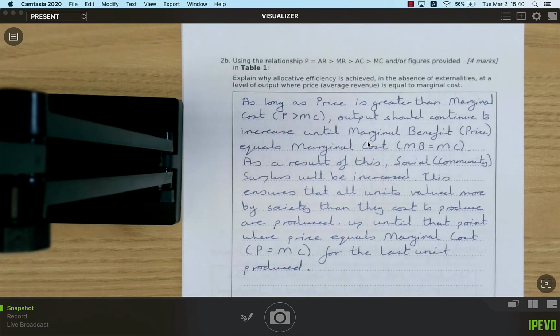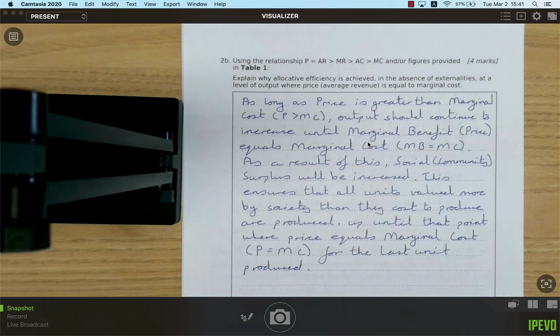Well, why? Price is the marginal benefit that the consumer receives when they buy that good. And the marginal cost is how much it costs society in the absence of externalities. So what we're saying is that output should increase until marginal benefit equals marginal cost. Because right now marginal benefit is greater than marginal cost, and society would be better off in terms of total surplus if output were increased, because that would cause the marginal benefit to fall and the marginal cost to rise, they would meet, and then there's extra total surplus.